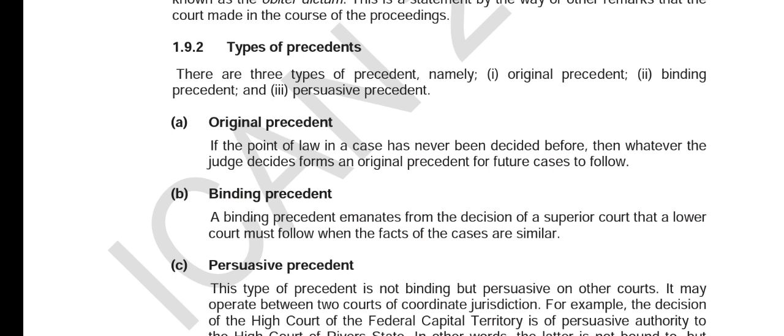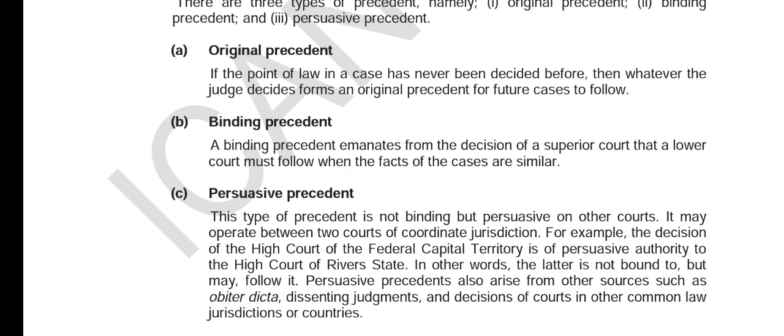It's just like in a family, the father gives a judgment. When the son wants to attend to something similar, instead of giving his own judgment, he refers back to what his father has said before and follows suit in that judgment. Therefore, the decision he will take is because of the father's former decision, and his father's former decision is binding on him. So the next is persuasive precedent.